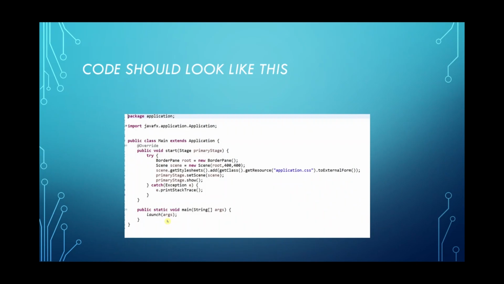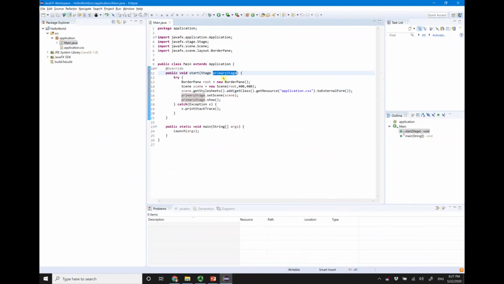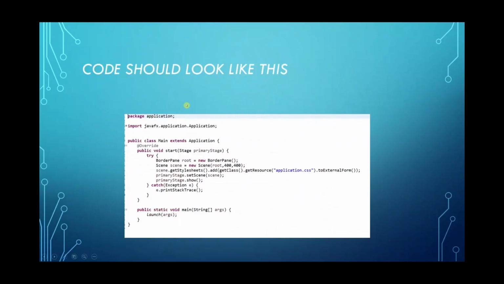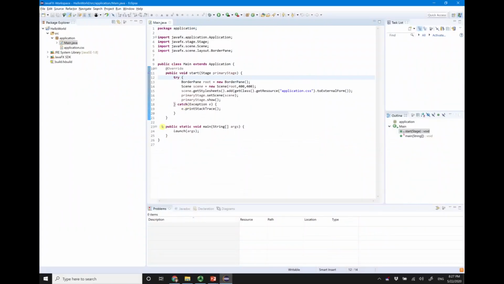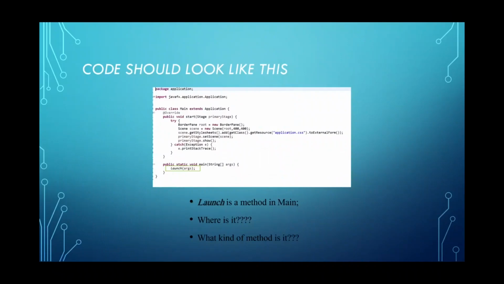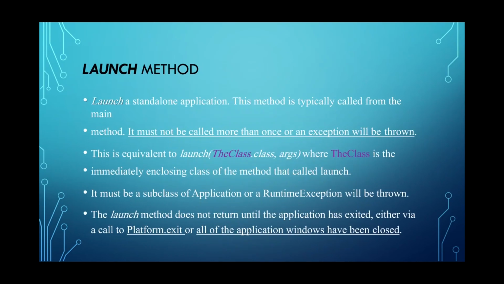So your code should look like this, which is what we have in here. This is our code, right? And we ran it, we made sure it works. So wait a second, we have a main in here, and in the main we have launch(args). So we have a launch method. What is the launch method? What kind of method is it?